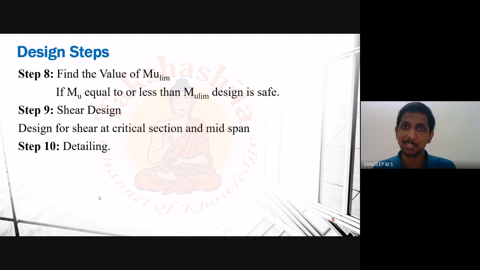So basically, to conclude, the complete design will be a combination of what you have learned in your first module and the second module, plus some checks and the detailing. This will complete the design of a single beam.